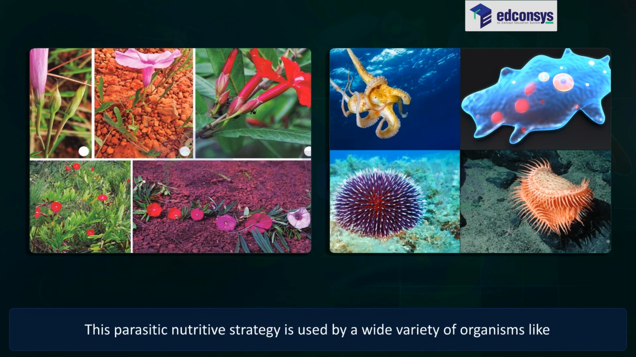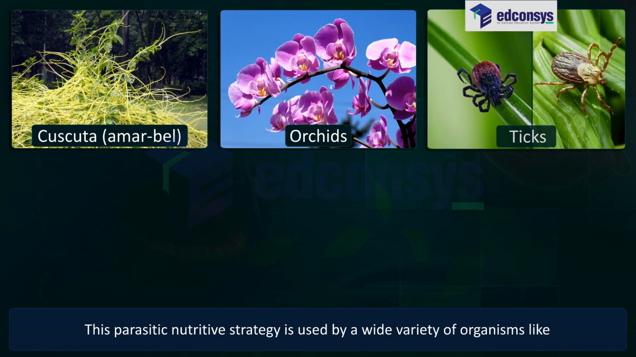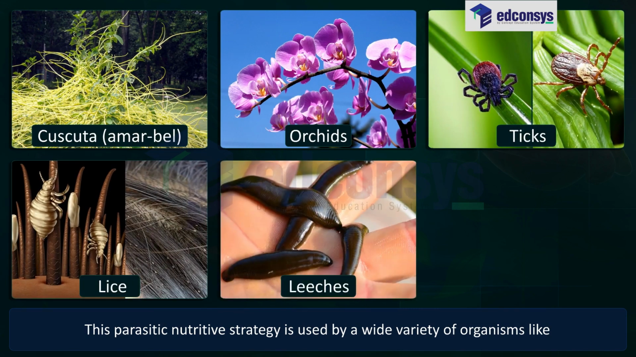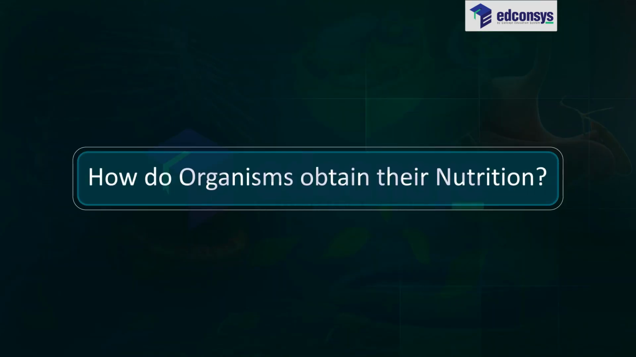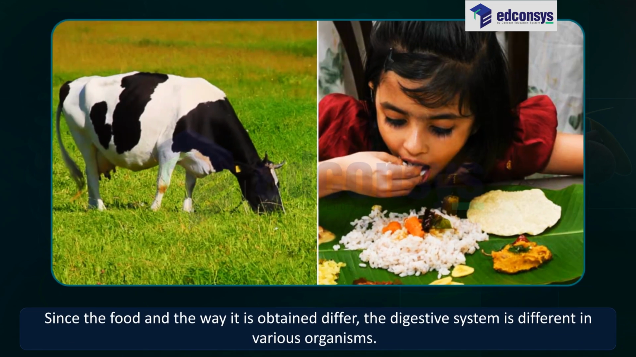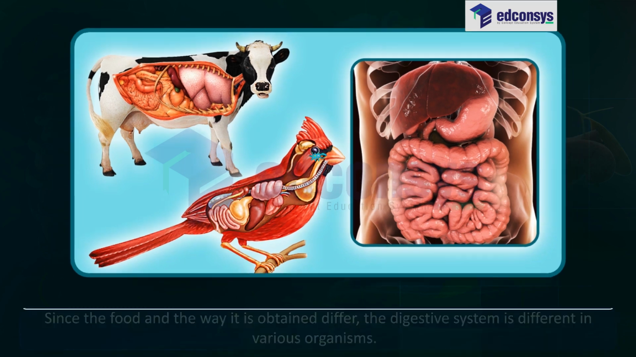The parasitic nutritive strategy is used by a wide variety of organisms like Cuscuta, amarbel, orchids, ticks, lice, leeches, and tapeworms. How do organisms obtain their nutrition? Since the food and the way it is obtained differ, the digestive system is different in various organisms.